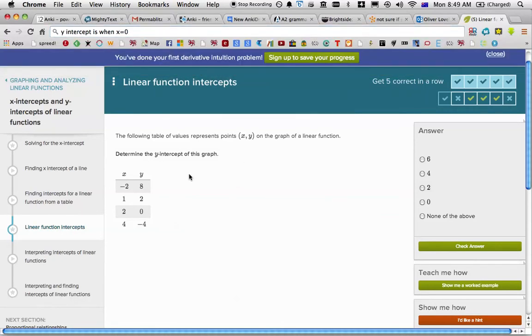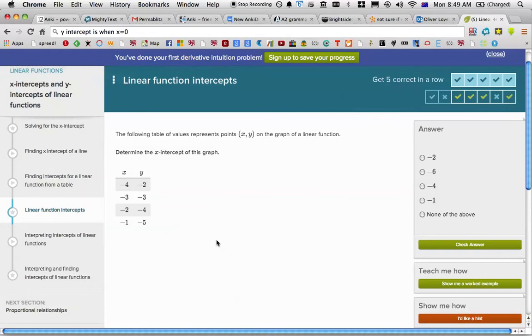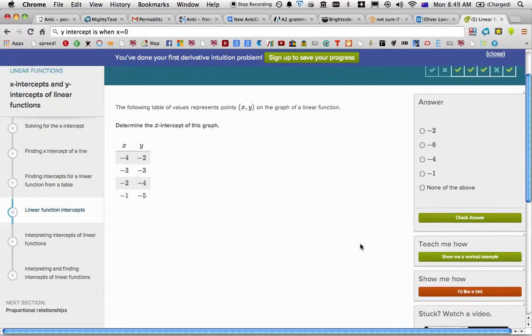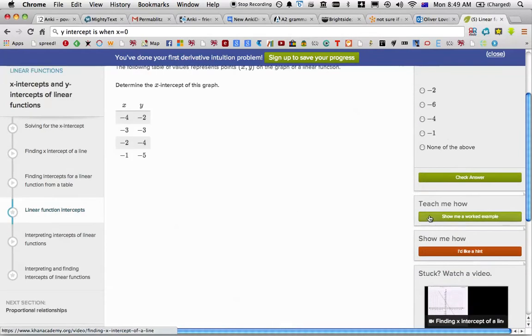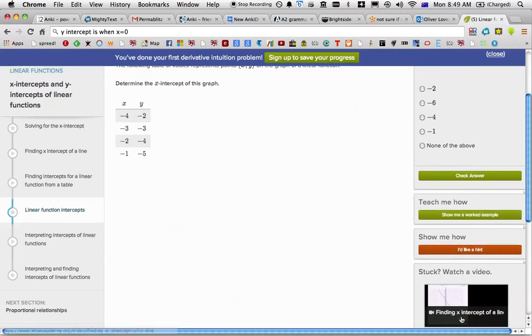So let's have a think about this. When x is 0, it's going to be halfway between -2 and 2. So that's going to be halfway between 0 and 8, which will probably be 4. So I got that right. It gave me a nice sound. But say, what if you couldn't do that, right? Well, there's a couple of options. You can say, show me a worked example. You can say, I'd like a hint, or you can watch a video.